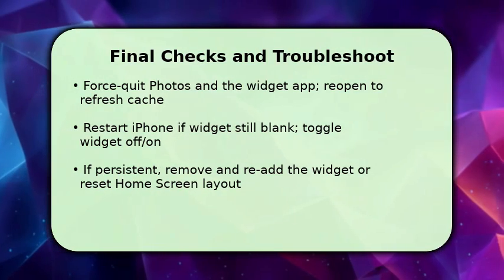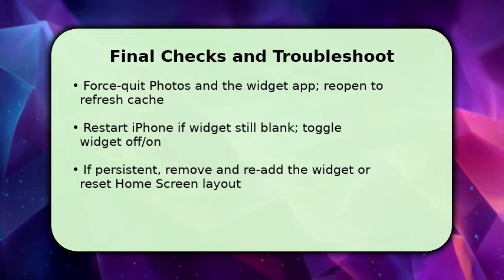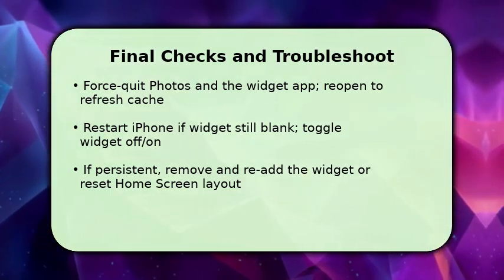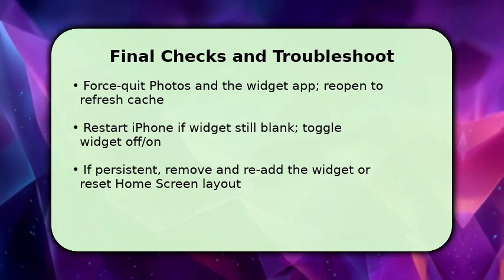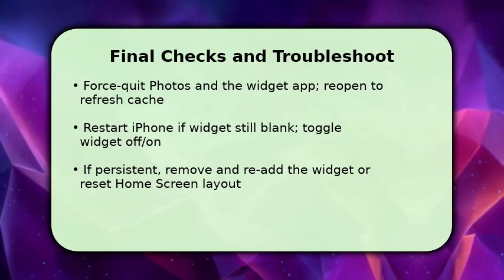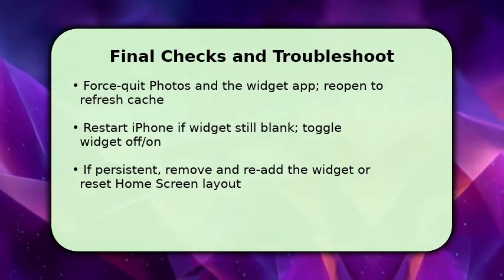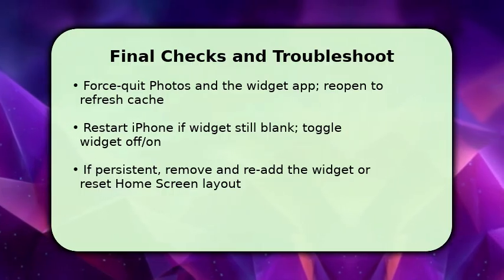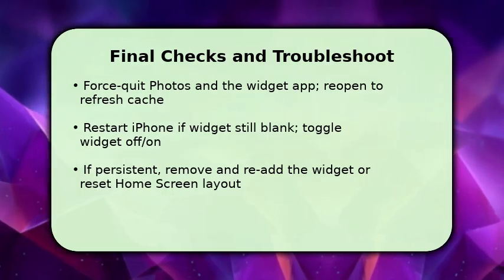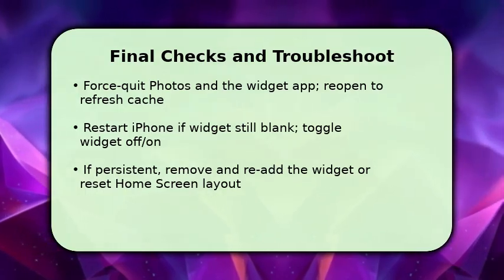To finish, refresh the system cache. Force quit the Photos app and any widget apps, then reopen them. You'll often see the widget update immediately. If it remains blank, restart your iPhone and once it boots, toggle the widget off and on or remove and re-add it. As a last resort, reset the home screen layout or reinstall the widget app. If problems persist, check iCloud Photos sync and storage settings. Mismatch sync often causes missing images.